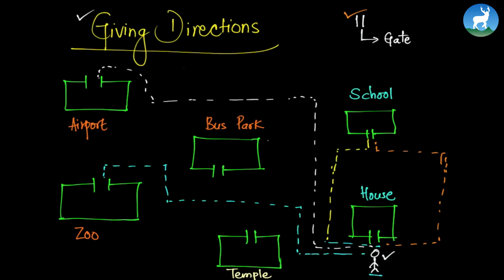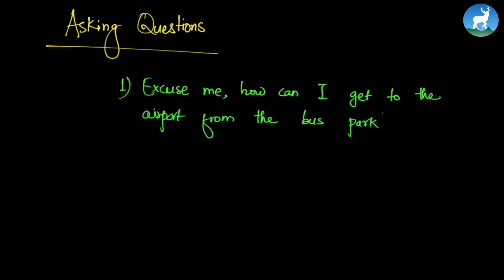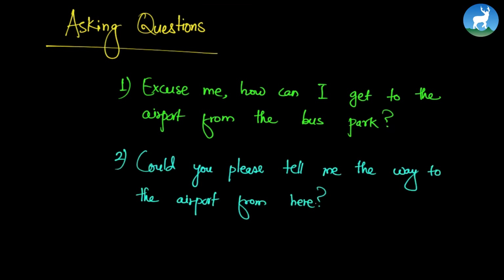Now you've got to ask a question like, could you please tell me the way to your house? Or, excuse me, how can I get to your house? Excuse me, how can I get to the airport from my house? And in response to these questions, you can give directions. Now let us first learn how to ask proper questions. The easiest way to ask a question is, excuse me, how can I get to the airport from the bus park? Or another way of asking is, could you please tell me the way to the airport from here? Here being the bus park.